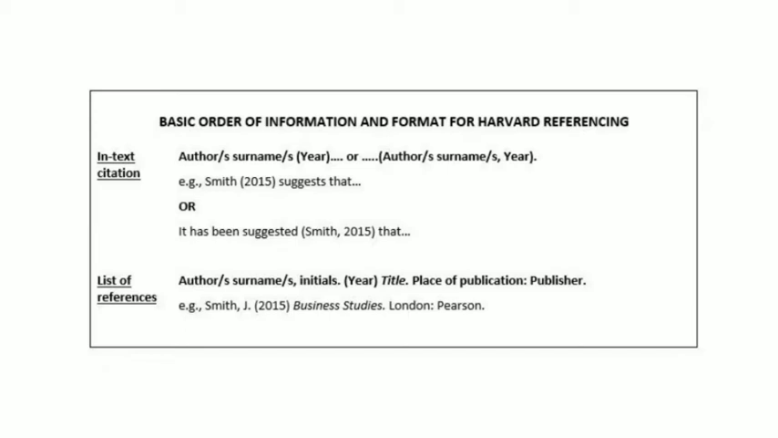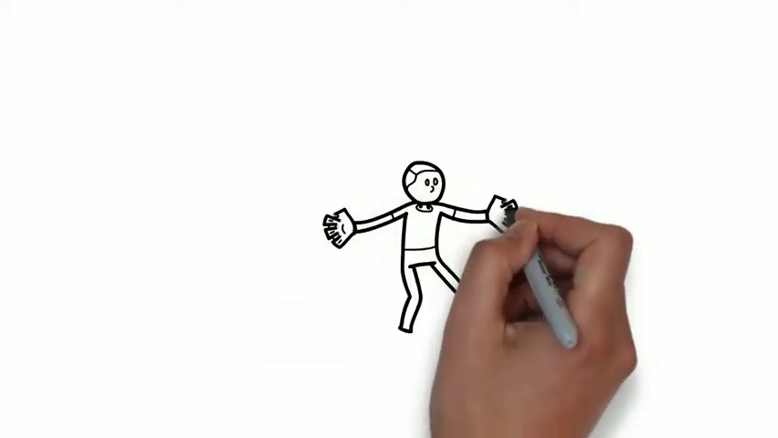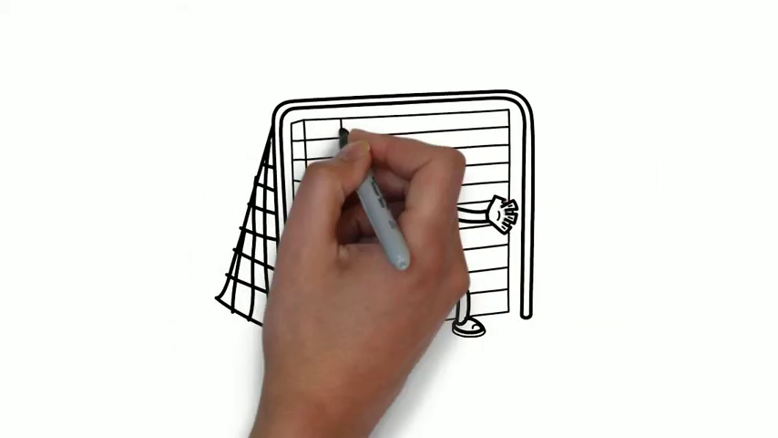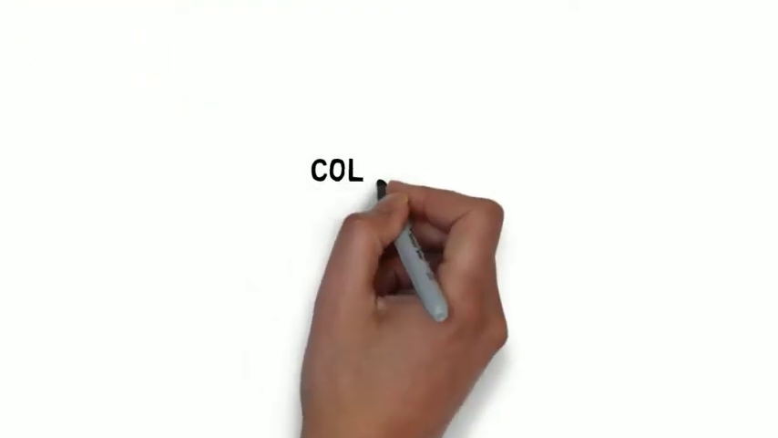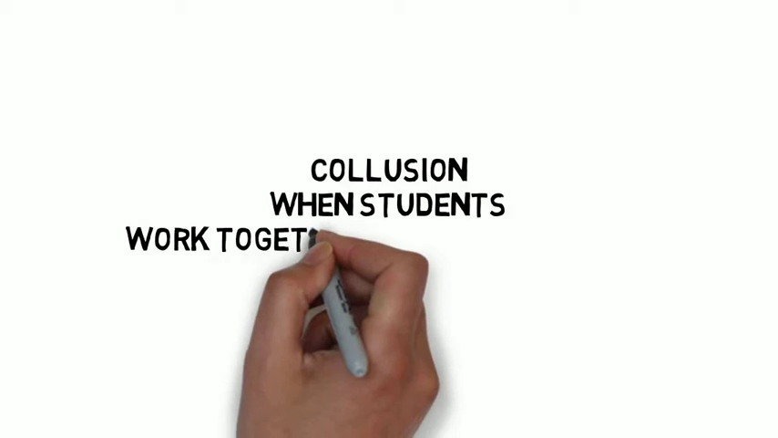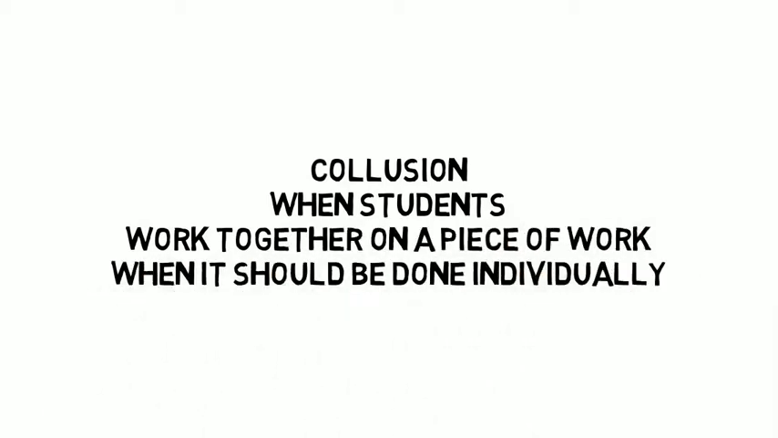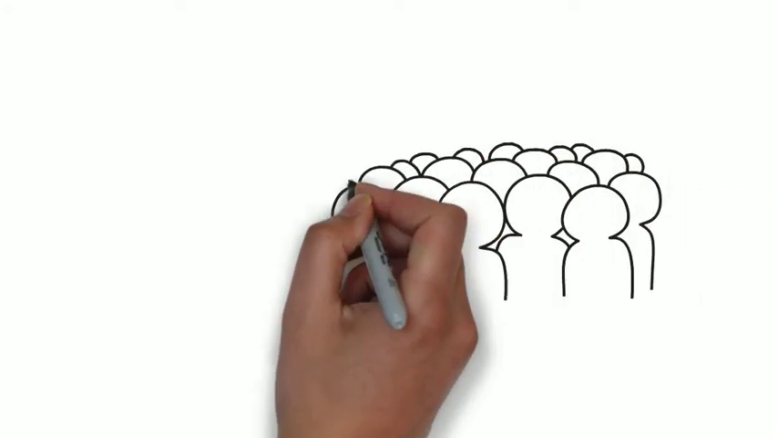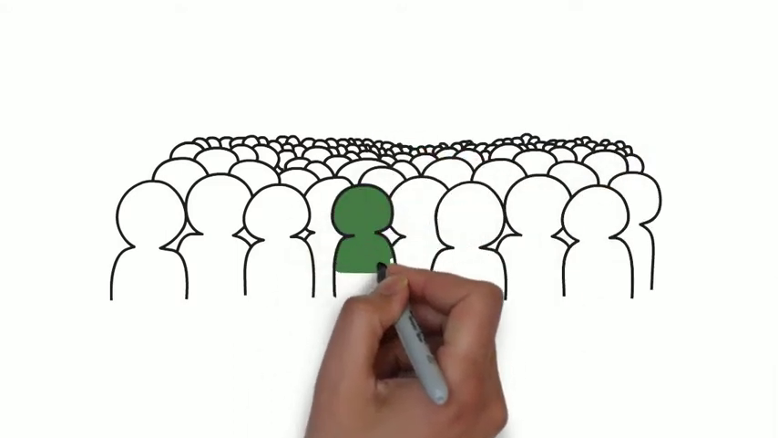The other types of misconduct are as follows. Cheating. This means breaking the rules to get a better mark. The most common offences in this category are taking notes into exams or stealing another student's work from a PC, a laptop, or a USB stick. Collusion. This is when students work together on a piece of work when it should be done individually. Getting a big brother, sister, classmate, or friend to do an assignment for you is even more serious than plagiarism.